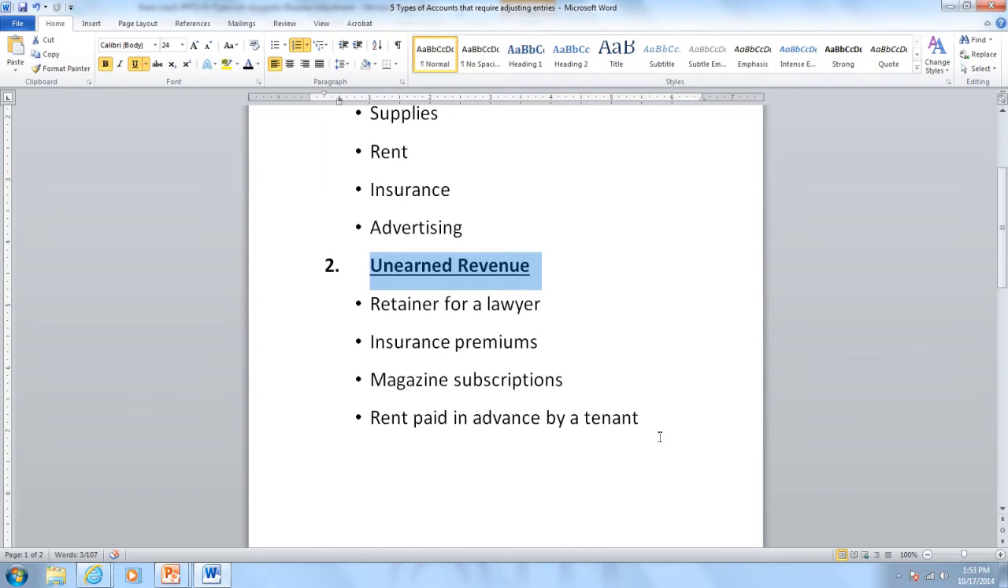So again, you receive money up front, but you have not performed the service yet, therefore it's a debt to the company. Originally it goes in liability. As we work through the month and we start to provide those services, we can take that out of our liability account and put it into our revenue account. So it comes out of unearned revenue and into straight revenue.